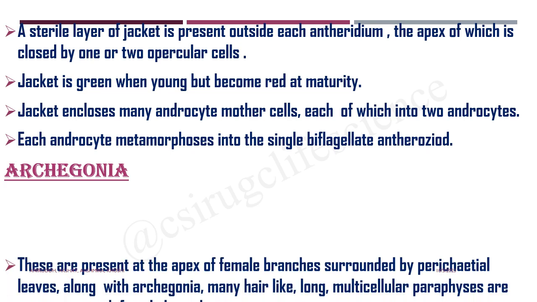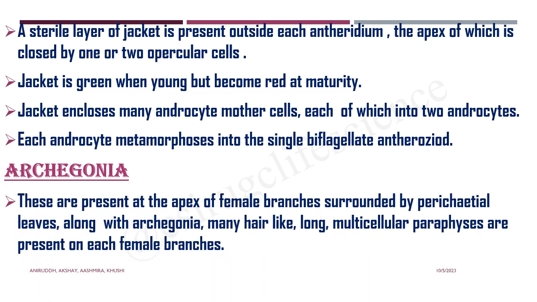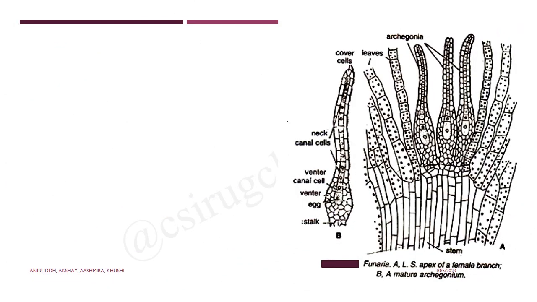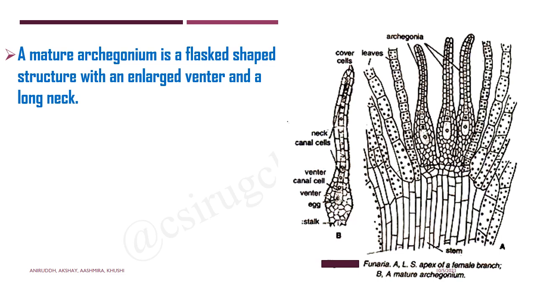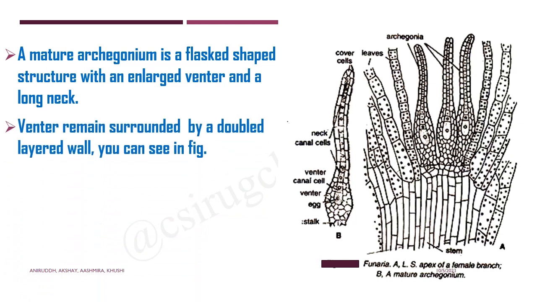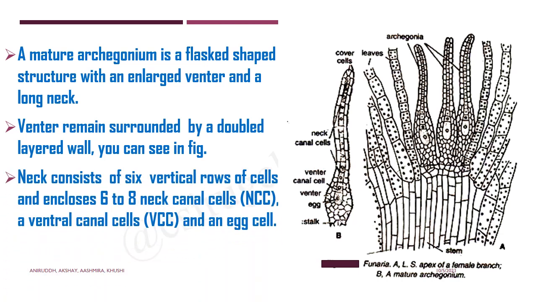Next is archegonia. These are present at the apex of female branches, surrounded by perichaetial leaves. Along with archegonia, many hair-like long multicellular paraphyses are present on each female branch. A mature archegonium is a flask-shaped structure with an enlarged venter and a long neck. The venter remains surrounded by a double-layered wall. You can see it in the figure. The neck consists of 6 vertical rows of cells and encloses 6 to 8 neck canal cells, a ventral canal cell, and an egg cell.